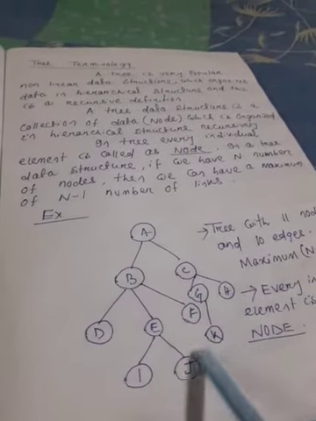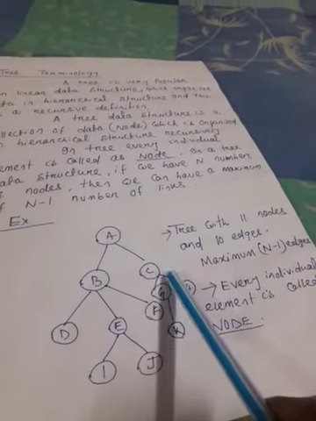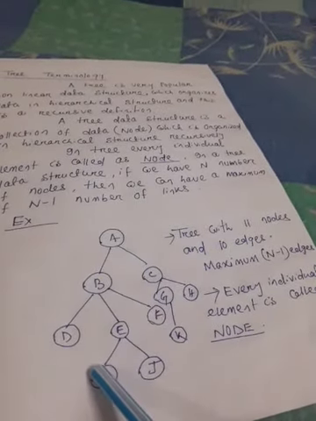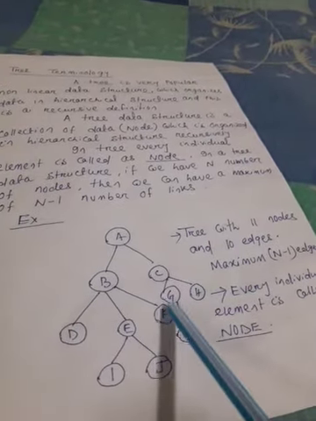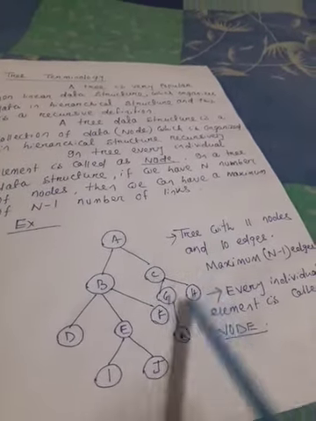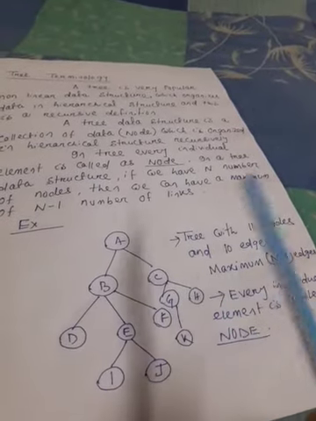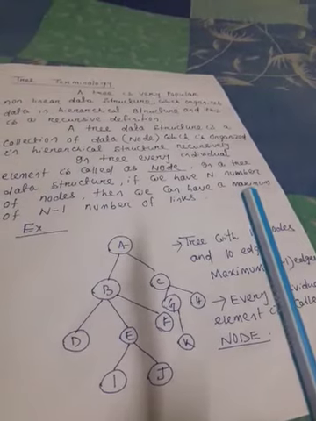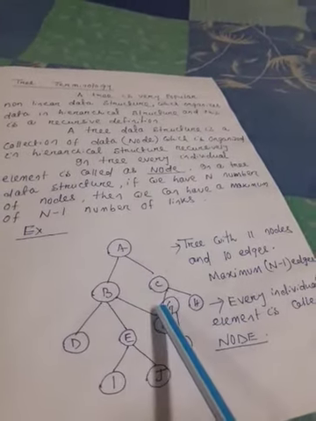So what is the degree of a tree? Degree of tree means the maximum number of nodes present under a node. The maximum number. So in this case, the maximum number present is 10. So here the degree of tree is 10.